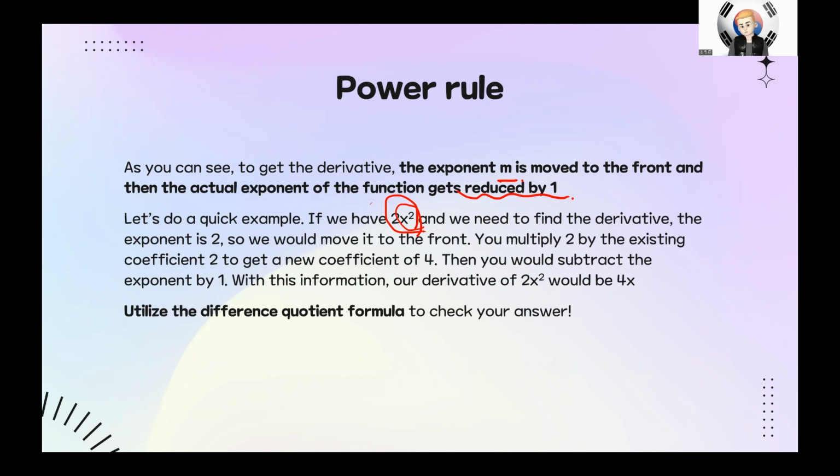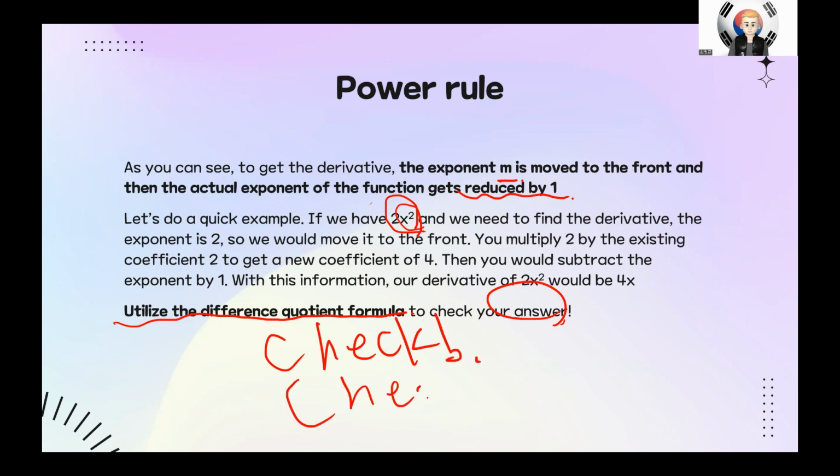So what we need to remember is that we should utilize the difference quotient formula to check our answers. Please, the most important thing on your test is checking. But most of the students, in Korea and America and everywhere, do not check. Let's just say we have 1 plus 1 in your formula, and sometimes we write it as 3, and when you check it, you don't even see the problem in 1 plus 1 equals 3.